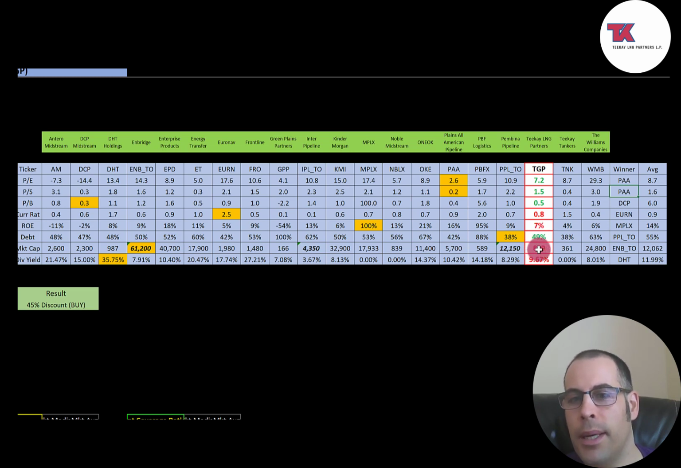They're a small company under 1 billion market cap. The average is 12 billion. The dividend yield is a little under 10%. The average is 12%. Some companies pay really big dividends, like DHT is almost 36%. To summarize, I have them trading at a 45% discount. Their ratios look pretty good, but the financials are a bit weak.